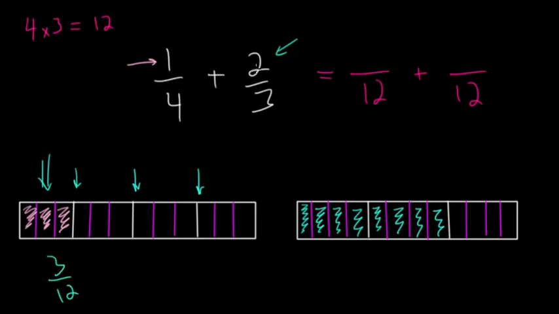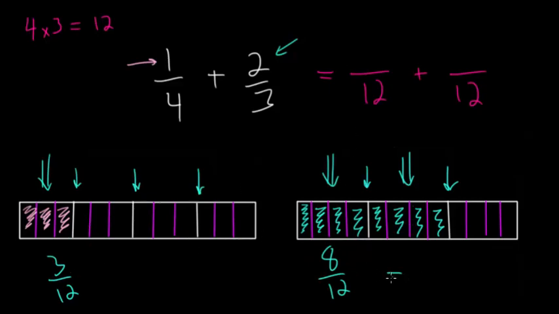But over here, we started with these essentially 3 equally spaced blocks, and we had 2 of them. But now everything's divided up into 12 equally spaced blocks, and it looks like we have 8 of them. So we're going to be adding 8/12 here. And since they're all the same size blocks, we can add them together.